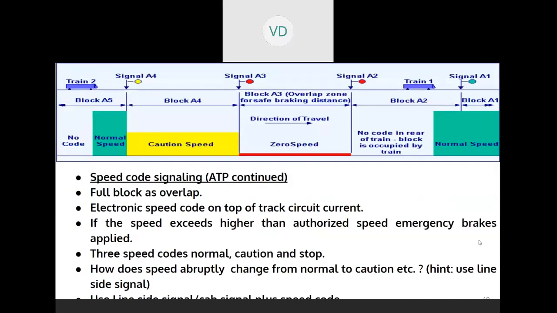So this is, of course, I'll give a detailed explanation later. It's a speed code signal in which you can see 2 red signals, and between the 2 red signals is the overlap. So the 0 speed code will come on this. A train approaches with full speed, then goes on a caution speed, and then goes on a 0 speed, presuming this is a 3-aspect signaling territory. We will explain this in more detail with suitable curves, how it happens actually. Okay, next.